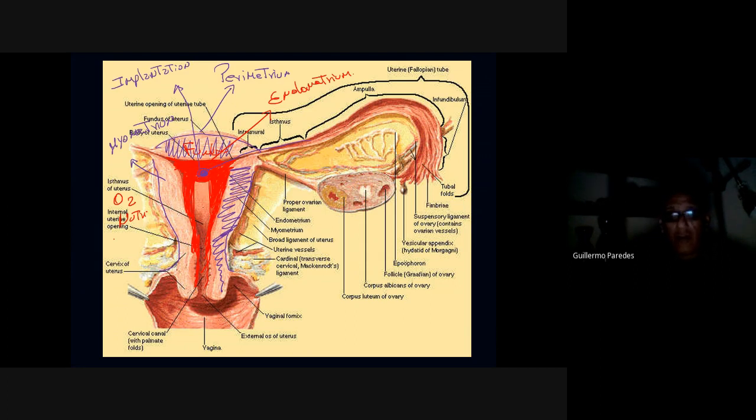When the implantation occurs closer to the cervix, there is a risk for miscarriage. Why? Because the endometrium is thinner. Okay, we got it?